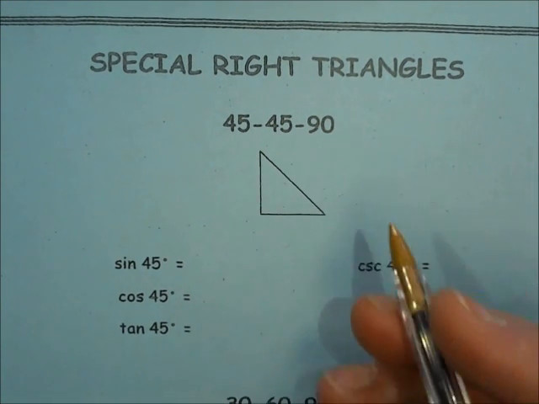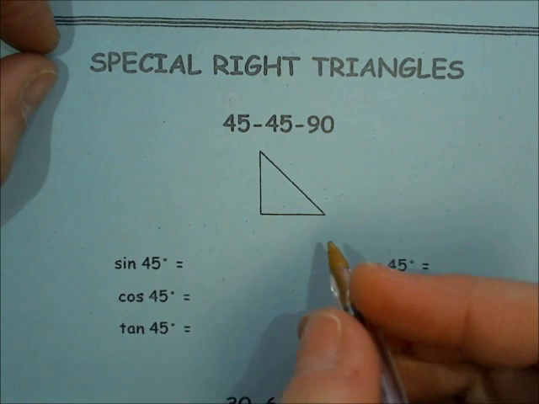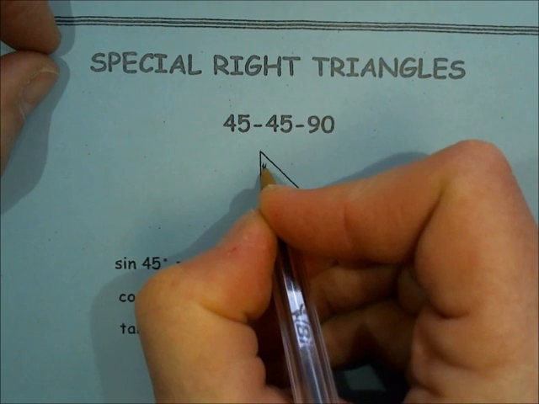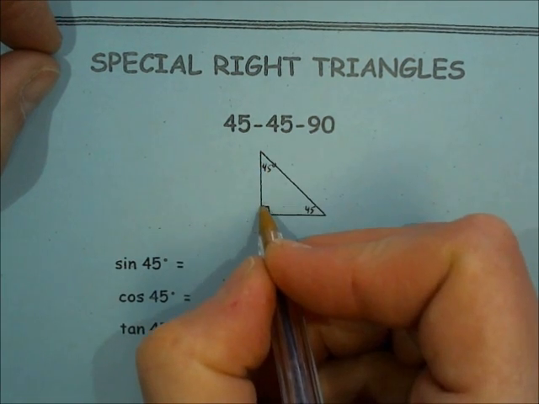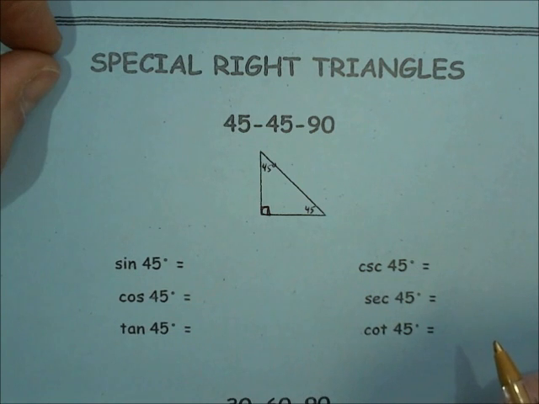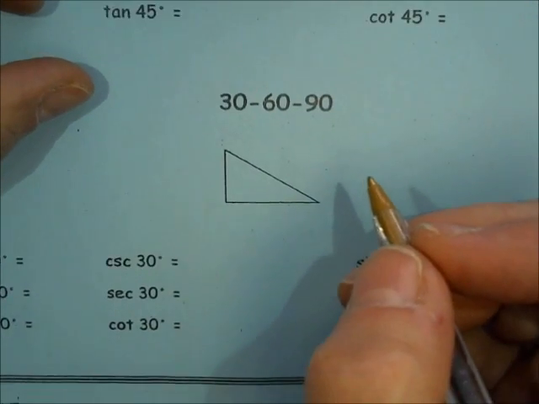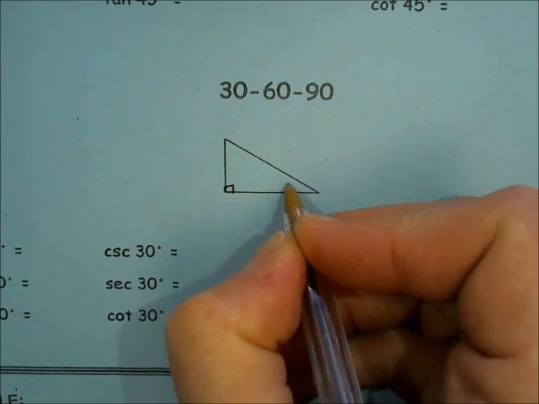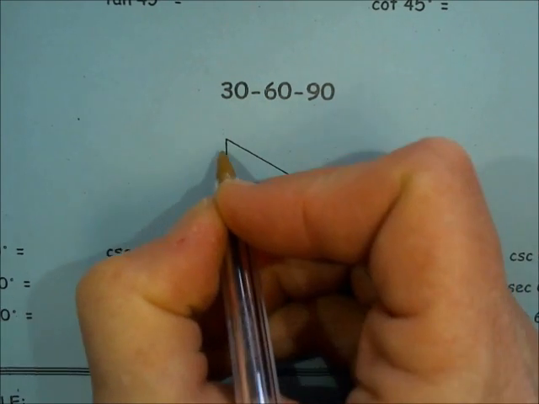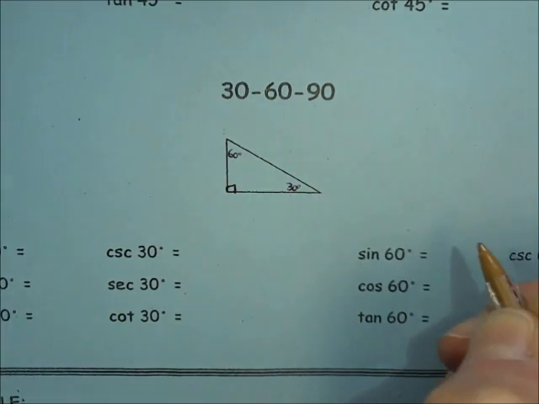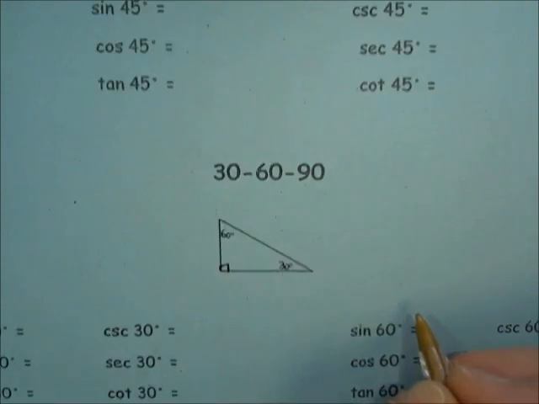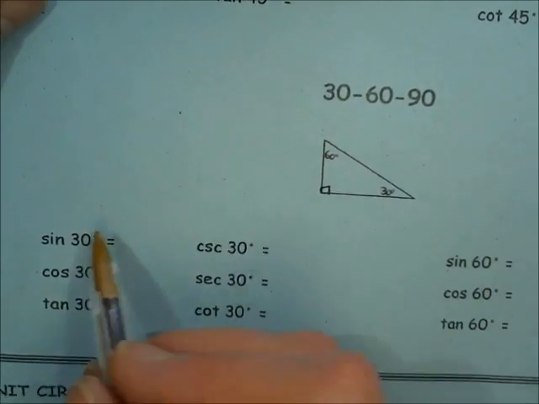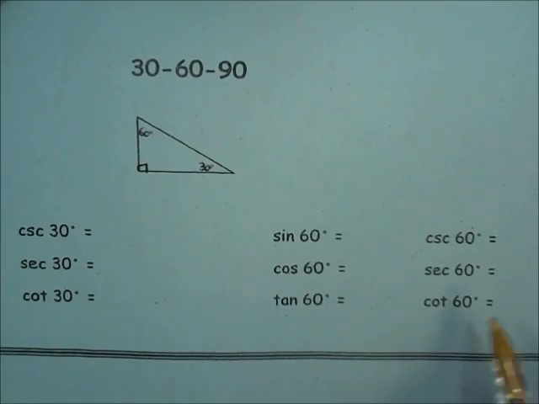There's one special right triangle called the 45-45-90. What that means is that the two angles that are not the right angle are 45 degrees, and then this one angle is 90 degrees in the corner because it's a right triangle. The 30-60-90 is the second one, and here's the 90-degree angle in the corner. Here's your 30-degree angle, the smallest one, and here's your next biggest one, 60 degrees. What we're going to do is find all 6 trig functions of 45 degrees, of 30 degrees, and of 60 degrees.